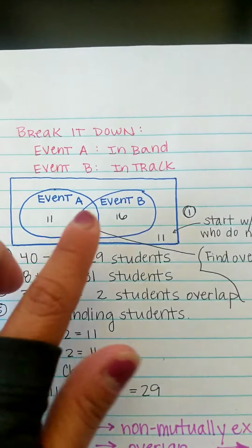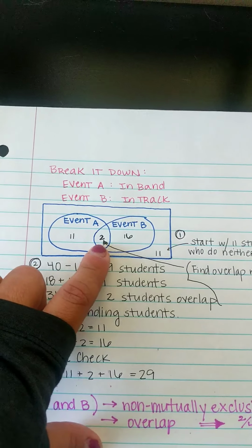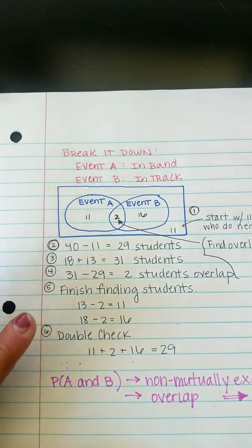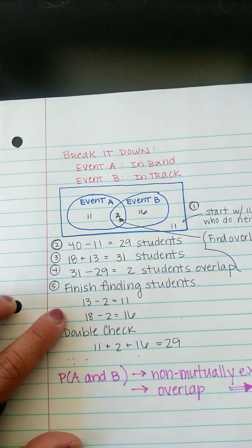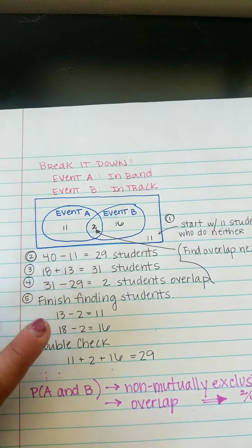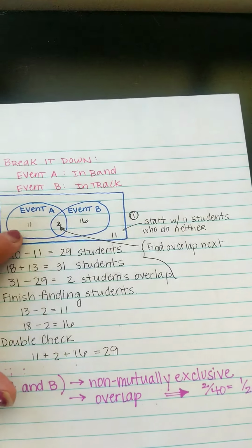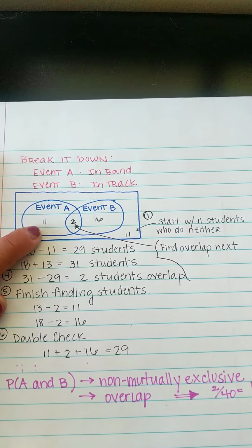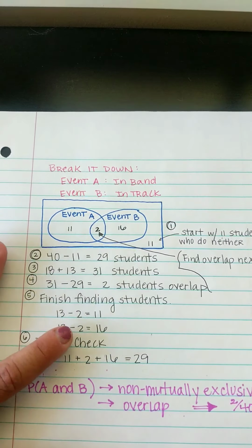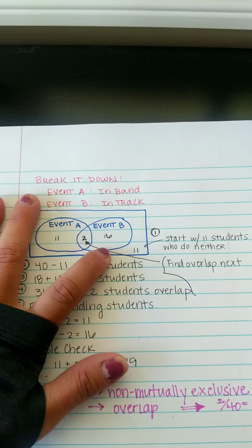Okay, so the next thing I'm going to do is put my 2 overlap in my Venn diagram because I know that those 2 are being counted more than once. Now I'm going to finish finding the numbers for my Venn diagram. The Venn diagram helps me. So I say, okay, there were 13 who are in band. So I take 13, I subtract the 2 that are in the overlapping circle, and I find that there's 11 that are just in band. So I put them out here. Then I do the same thing with the 18 who run track. I do 18 minus the 2 who overlapped, and I put the 16 who just do that over here.